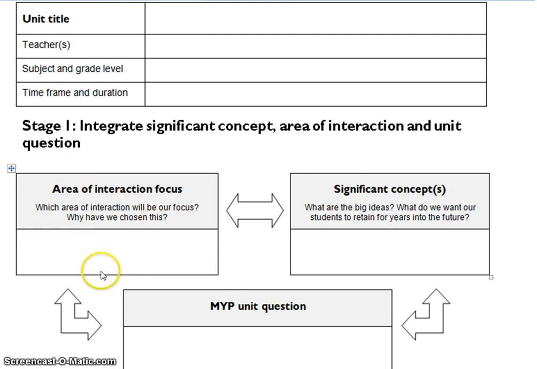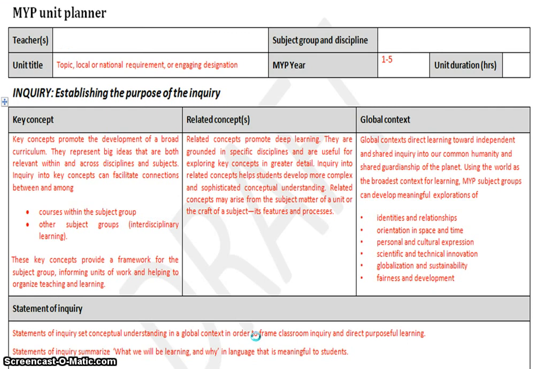So in the old planner we had an area of interaction, which was one of 5, but really chose one of 4. You had significant concepts, and then the MYP unit question, which was the focus of the unit. With the new unit planner, this first stage is key concepts, related concepts, global context, and a statement of inquiry, and I'm going to get into each of these 4 pieces as we go through this training.